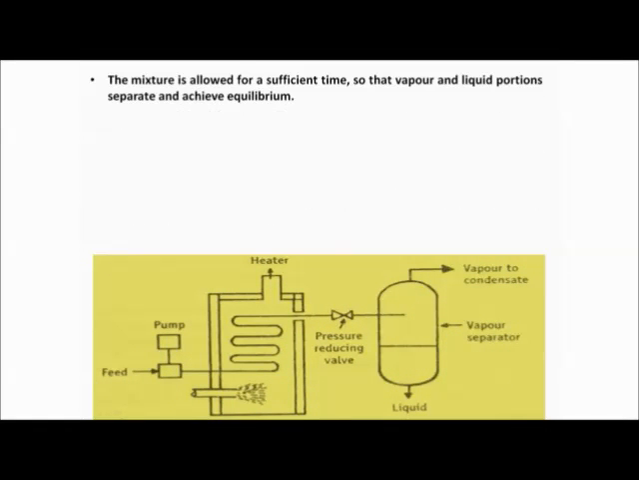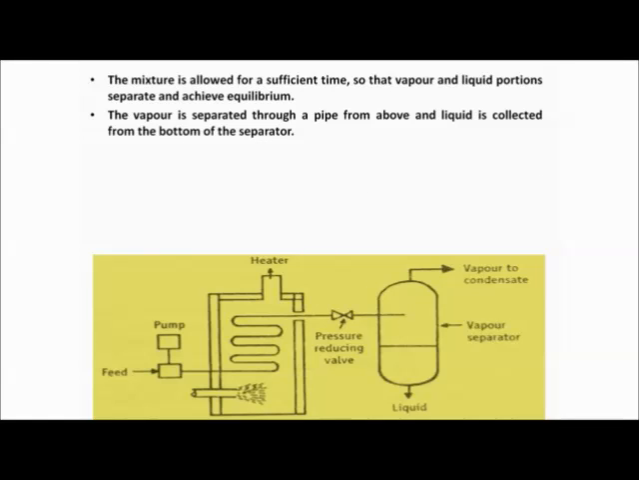The mixture is now allowed to remain for sufficient time in this vapor-liquid separator, so that the vapor and the liquid portions separate and achieve equilibrium. Here the high boiling fraction gets condensed, and you can collect it, and the remaining vapor will come to the condenser now.